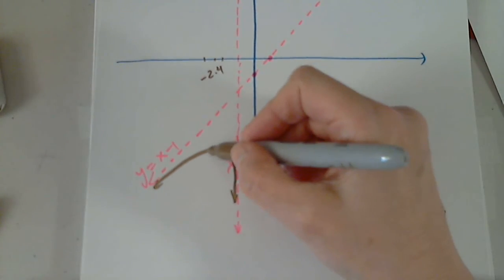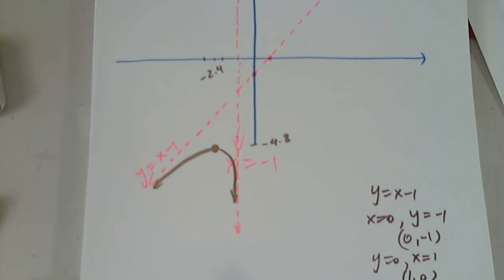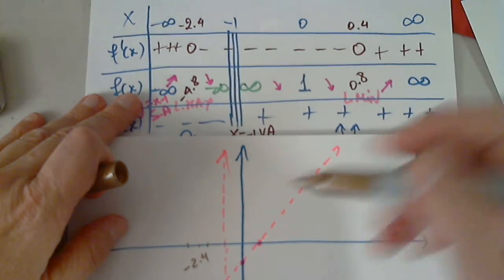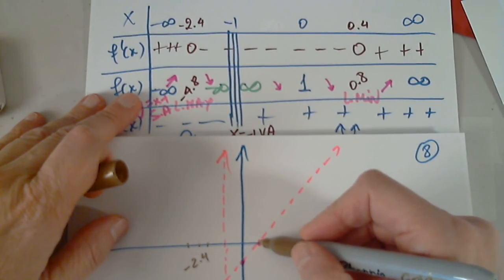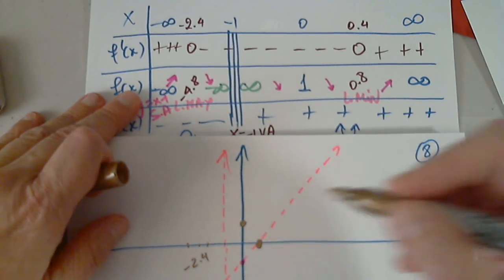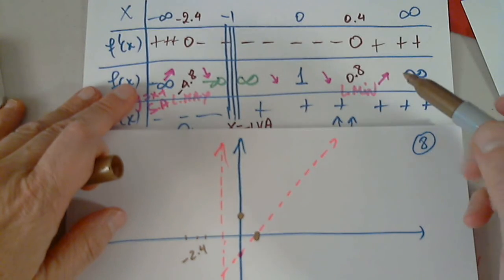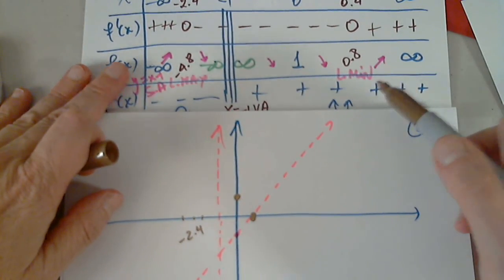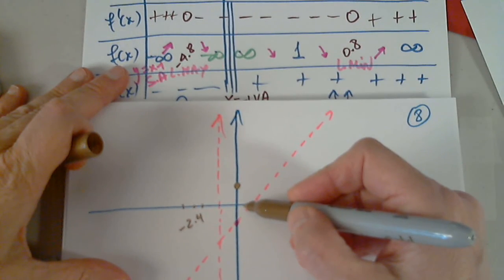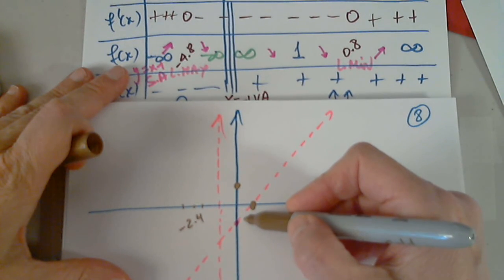Okay? Here is the local max. We don't need the calculator to determine it. We already have it. So that's done. On the other side, I have 0, 1, which is this point, and 0.4, 0.8. So it's a local minimum.